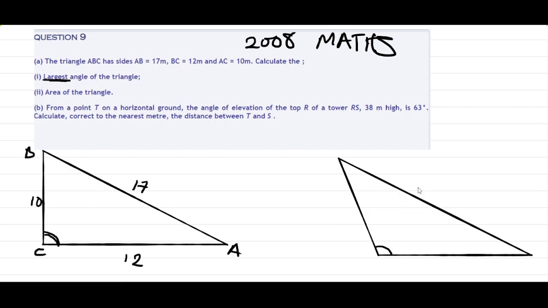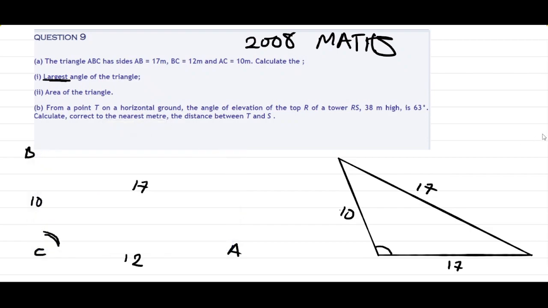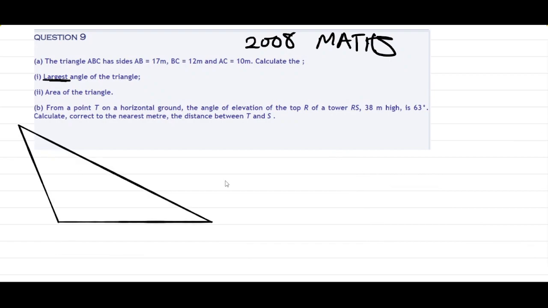We may even use this figure here. Let's say this is 17, this is 12, and then this is 10. I even like this figure. This one is looking more like a right triangle, so I'll just wipe it off. So here we have that this part here is 17. Here is, let's say, 10, and then this is 12. So let's say this is a triangle, and then this is the largest angle. That is what we are looking for.